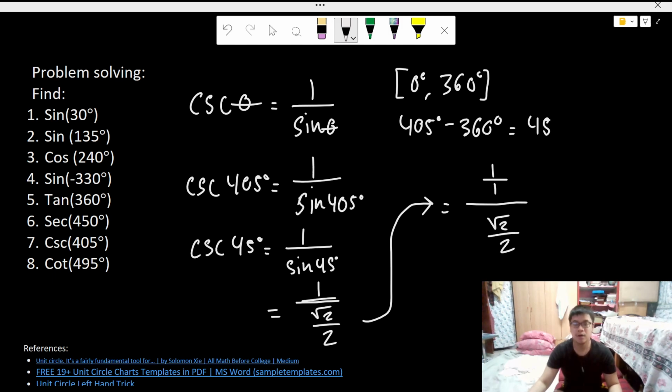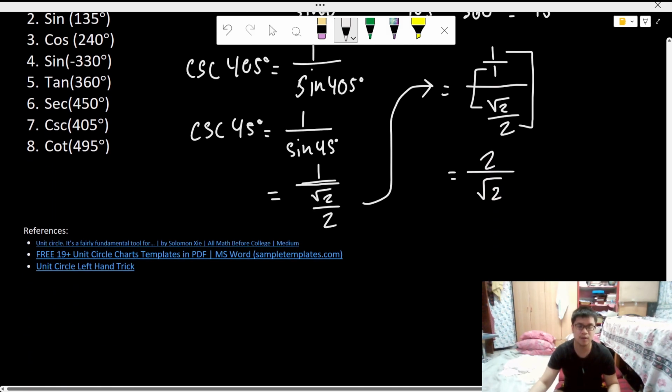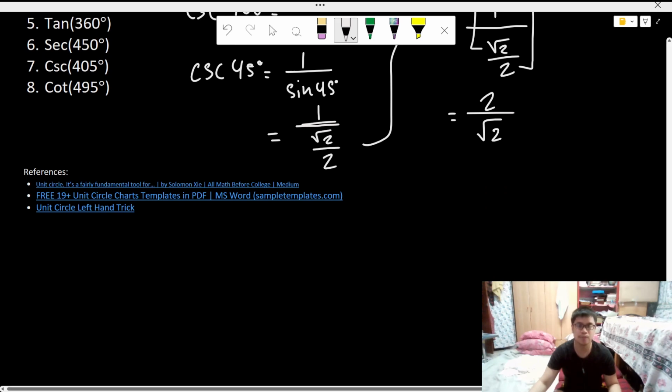Now, if you're going to simplify this, to find the numerator you multiply the outside, so you have 1 and 2. 1 times 2 is 2. Then to get your denominator, you multiply the inside. So 1 times square root of 2. There you go. It's 2 all over square root of 2.